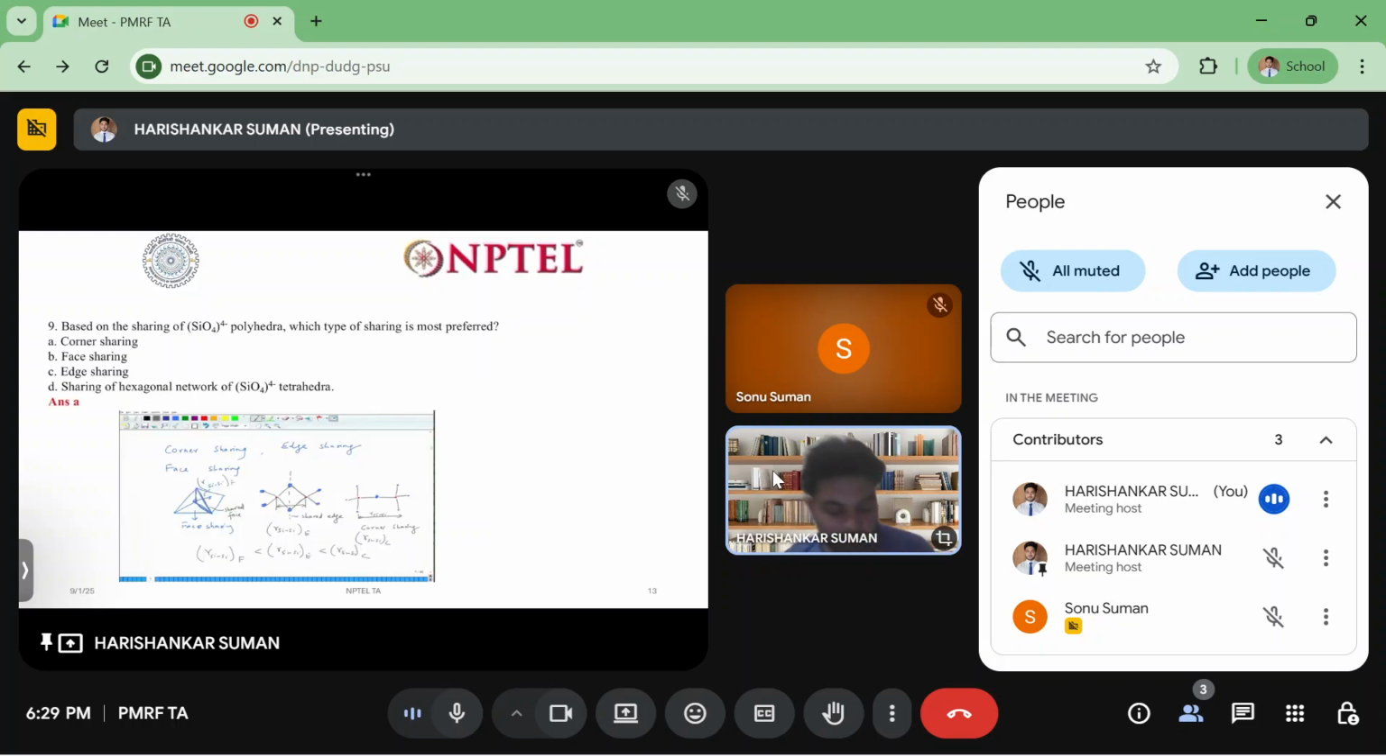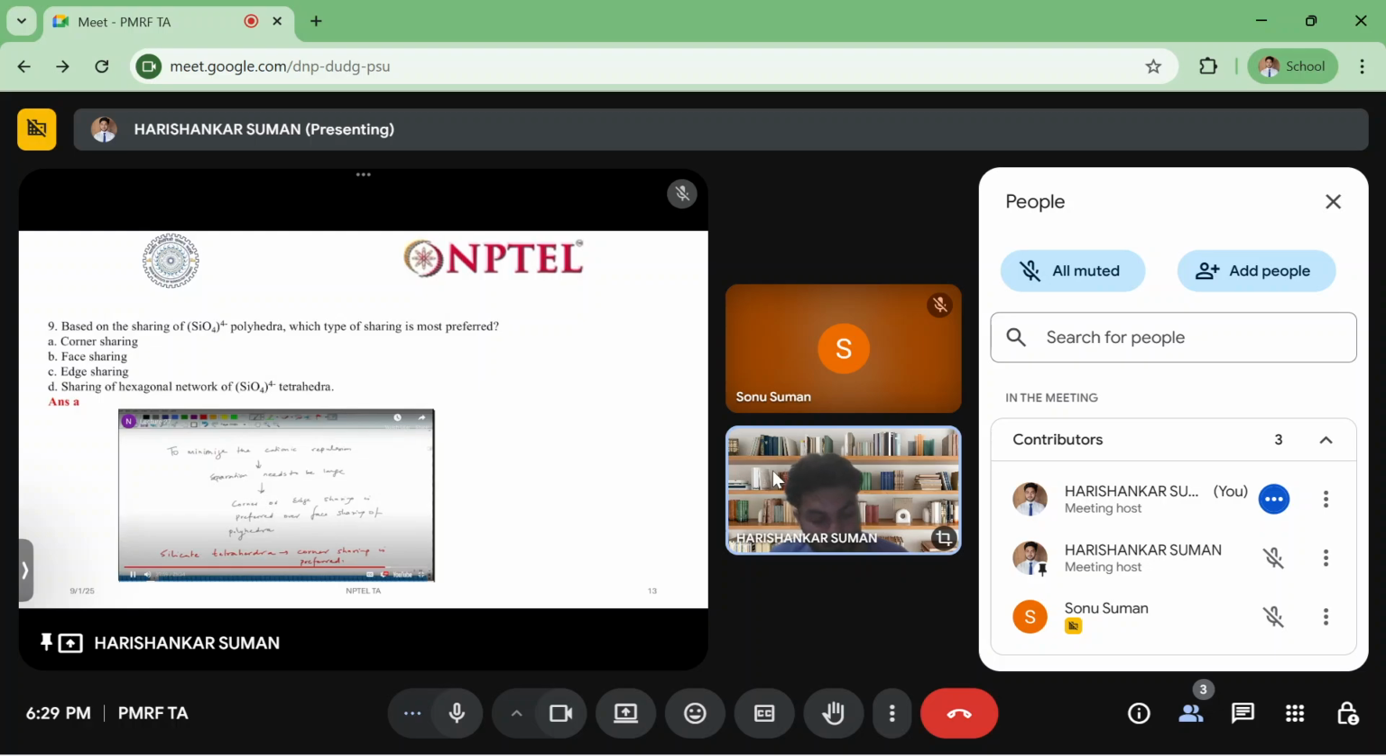So you can see the answer is there in the picture. You can see corner sharing is the most preferred, followed by edge sharing and then face sharing in order. To minimize the cation repulsion, the separation needs to be largest, and that's why corner sharing is preferred over edge and face sharing of the polyhedra.